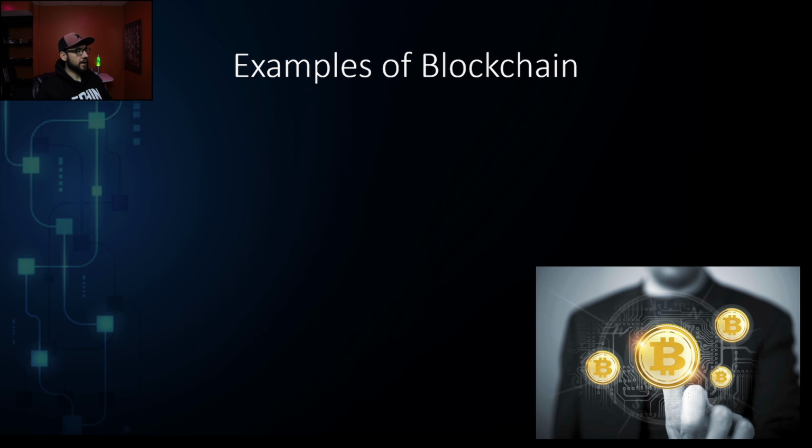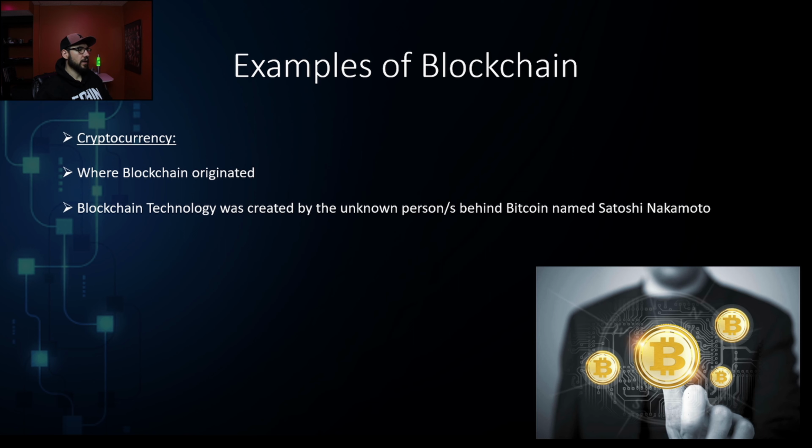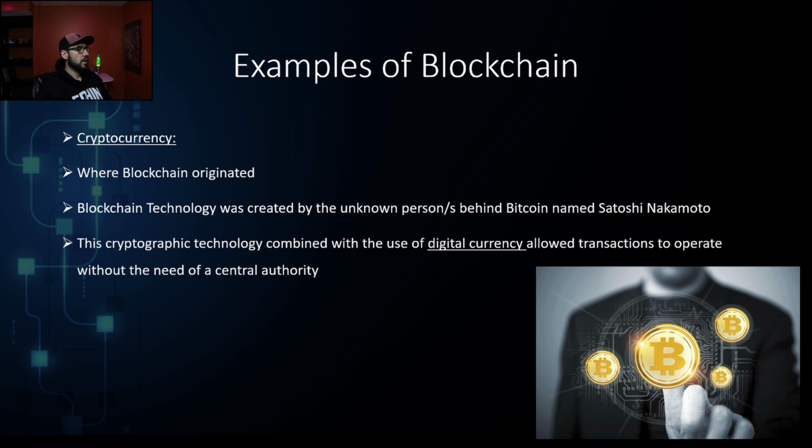Another example of blockchain would be cryptocurrency, which I think is the most important one. This is where blockchain originated. Blockchain technology was created by the unknown person or persons behind Bitcoin that went by the fictitious name of Satoshi Nakamoto. This cryptographic technology, combined with the use of digital currency, allowed transactions to operate without the need of a central authority.